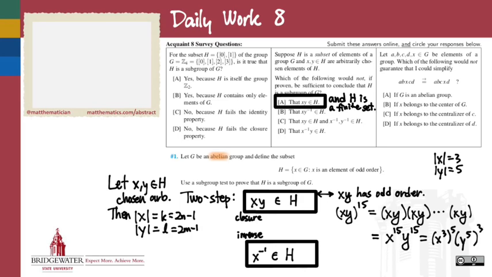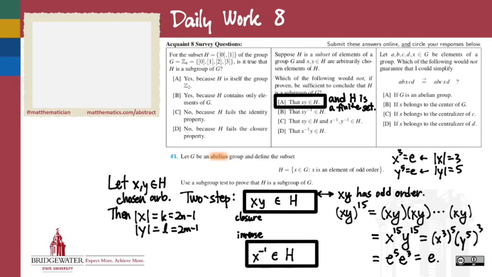But what is x to the 3rd? It's the identity. What is y to the 5th? It's the identity. And so this is just the identity to the 5th times the identity to the 3rd, which is otherwise known as multiplying the identity by itself 8 times. I'm just going to get the identity. Okay. So what this proves for me is that the 15th power of xy gives me the identity.